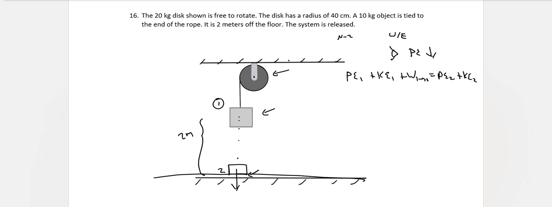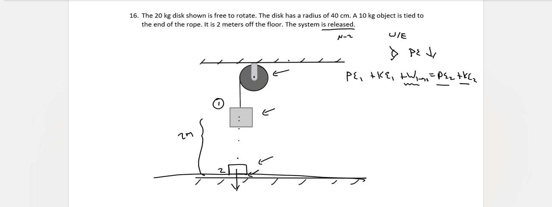KE1, well, it says system is released. I guess I didn't actually say from rest, but it was intended to be from rest. We'll talk about that work term here in a moment. I always do those last. Potential energy 2, right? This object is at the floor.